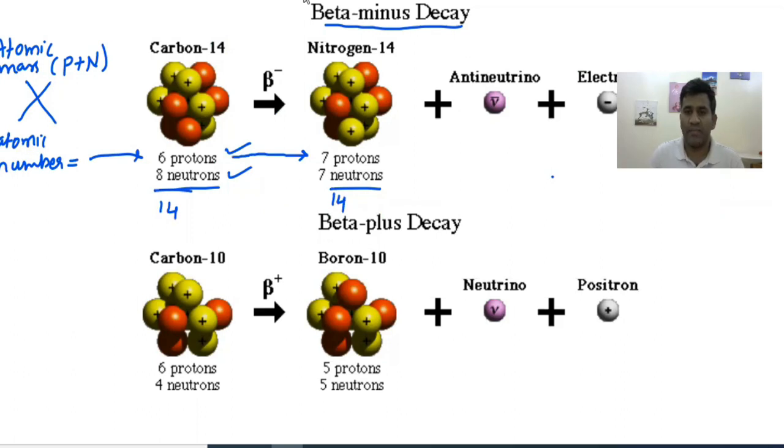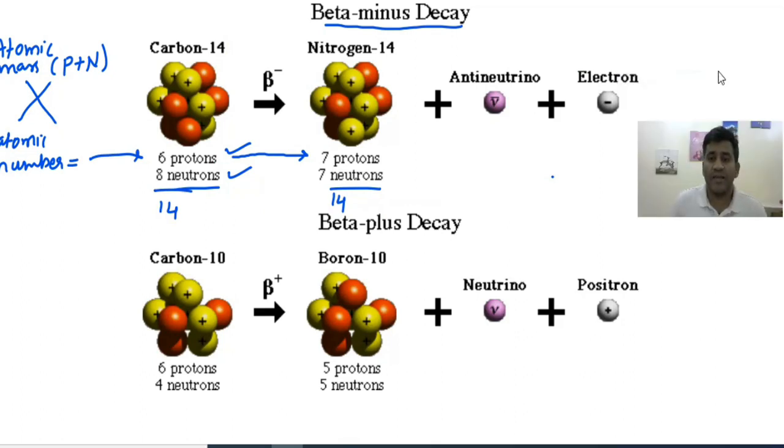And while decaying by beta minus, what are the things given out? Along with increasing the number of protons, an anti-neutrino, that is the chargeless particle, is emitted along with the emission of the electron. Now the question here is, what is the name of the chargeless particle which is emitted during the beta minus decay? That is, I should say, anti-neutrino. That's the answer.